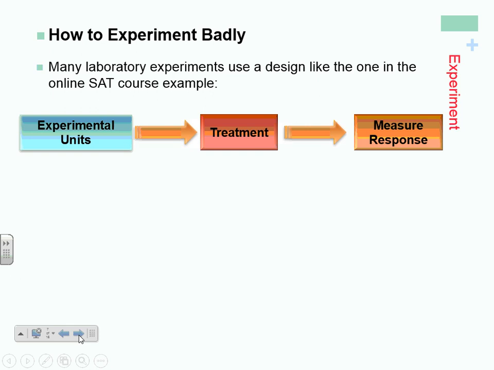And you will write out what exactly that treatment was, which was taking the online course, and what response was measured. And here the response that was measured was the SAT score. So students were the experimental units, also known as subjects. Online course was the treatment. The SAT scores was the response that would be measured.